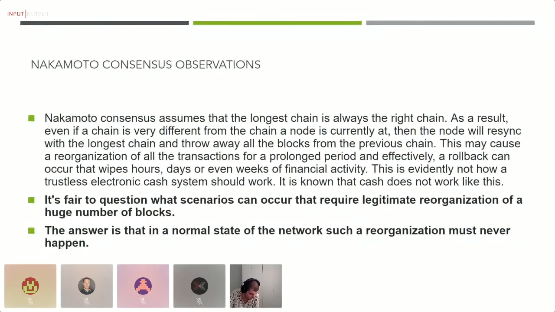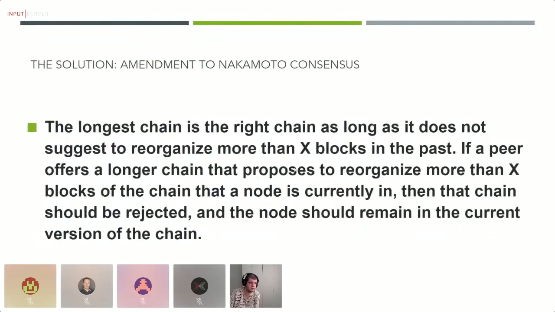So what the Perl team asked was, how far back can a legitimate reorganization of blocks happen? And they realized that normally a deep reorganization should never happen. So this is the human speech for the code that's proposed in ECIP 1092.